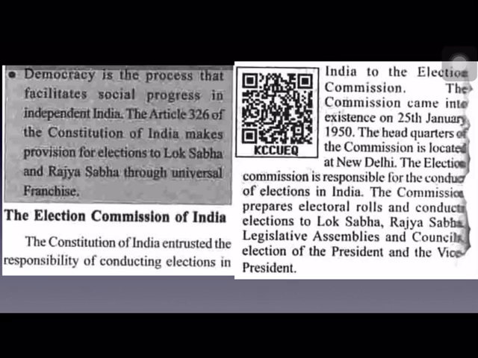The Election Commission is responsible for conducting the elections in India, and the commission prepares electoral rolls. Just now we discussed what electoral rolls are. They are lists of registered voters; lists of eligible voters are called electoral rolls. And these electoral rolls are prepared by the Election Commission. It conducts elections to Lok Sabha, Rajya Sabha, legislative assemblies and legislative councils, and the election of the president and the vice president. All these elections are conducted by the Election Commission of India.